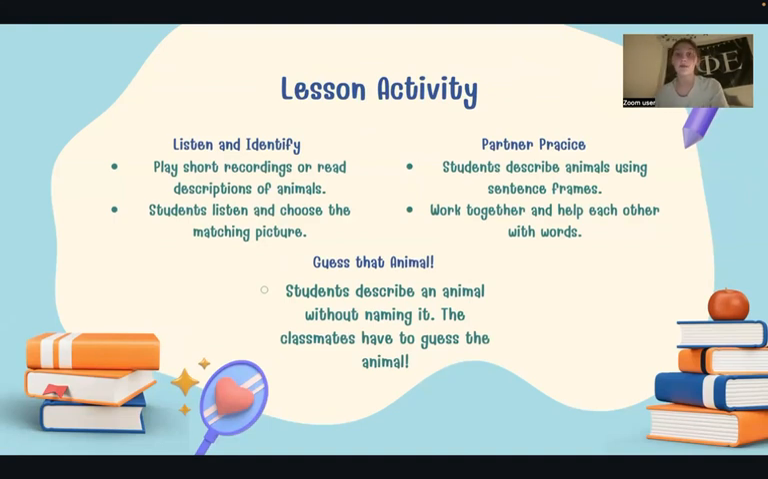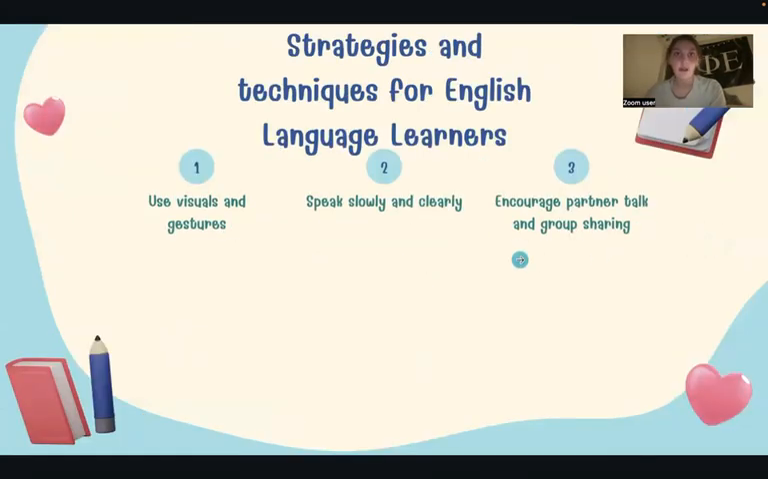And then in my lesson, students would describe an animal without naming it, and the classmates would have to guess which animal it is. For my strategies and techniques for the English language learners, they would use visuals and gestures, and speak slowly and clearly, or their classmates can, to really get them understanding what is being said, and encourage partner talk and group sharing.